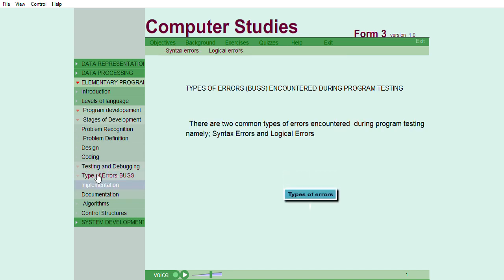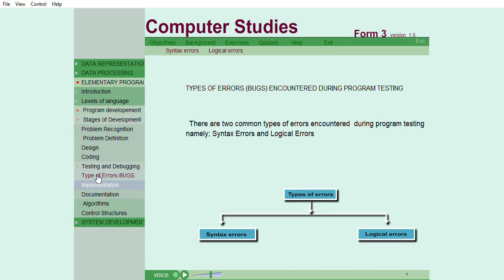Types of errors or bugs encountered during program testing. There are two common types of errors encountered during program testing, namely syntax errors and logical errors.